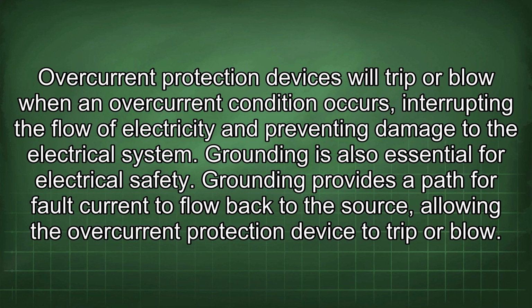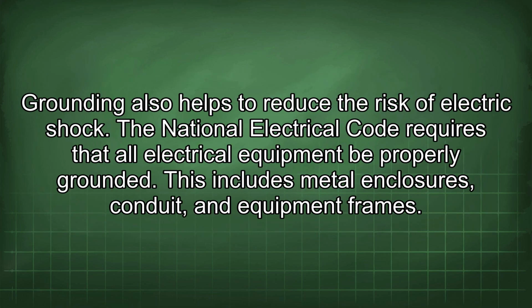to the electrical system. Grounding is also essential for electrical safety. Grounding provides a path for fault current to flow back to the source, allowing the overcurrent protection device to trip or blow. Grounding also helps to reduce the risk of electric shock. The National Electrical Code requires that all electrical equipment be properly grounded. This includes metal enclosures, conduit, and equipment frames.